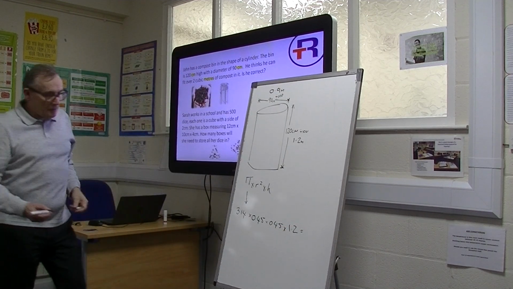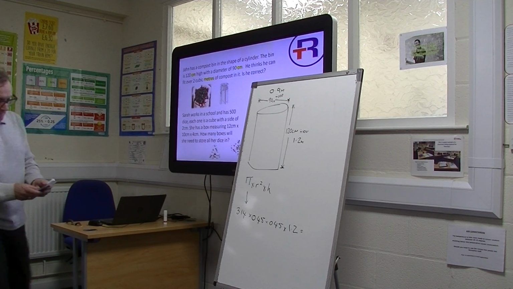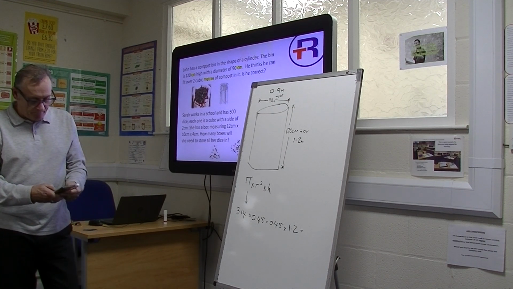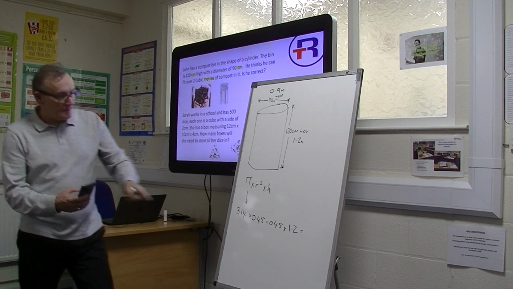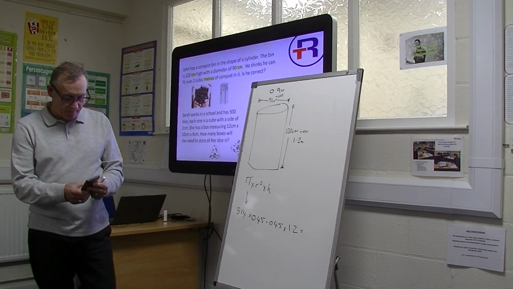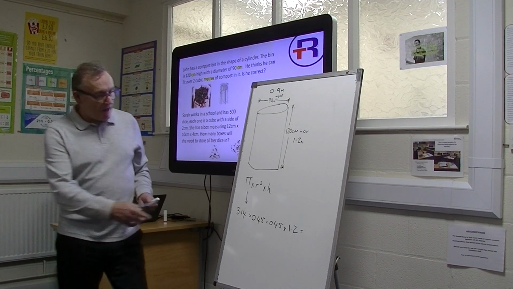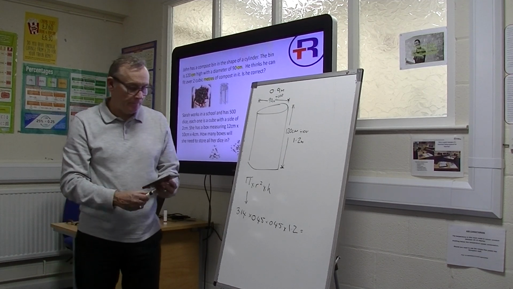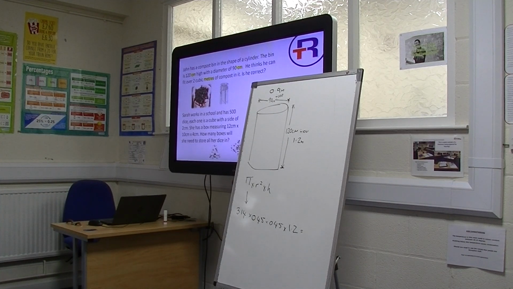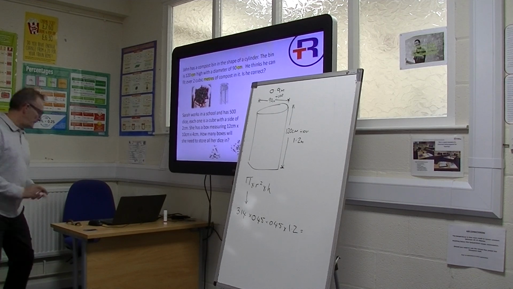So we put that in our calculator. I'll get my calculator and we'll do it. So we've got 3.14 times 0.45 times 0.45 again times by the height, which is 1.2. What have you got as an answer? You've got 0.76.